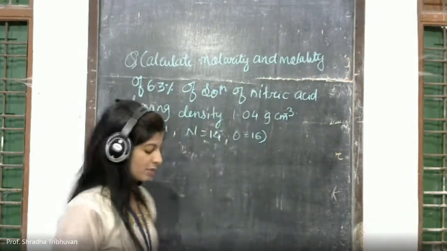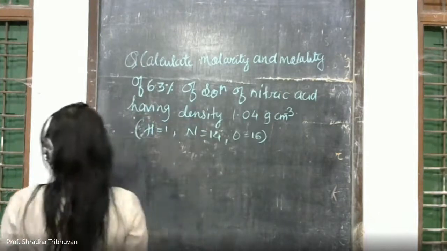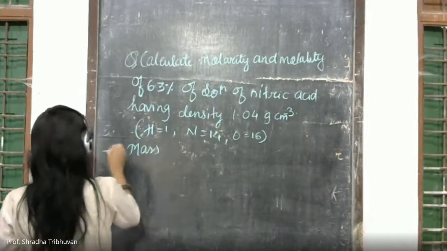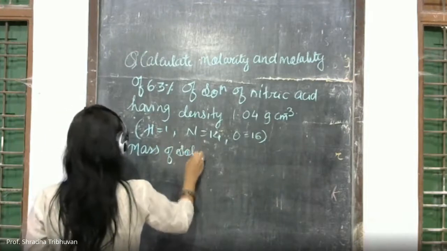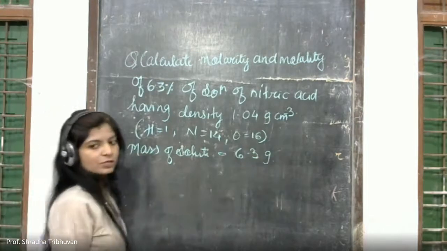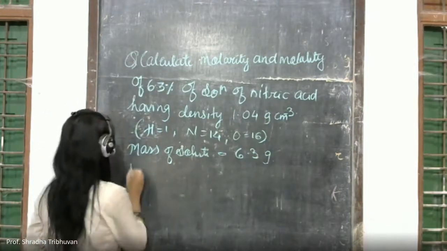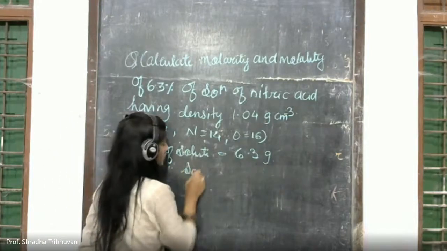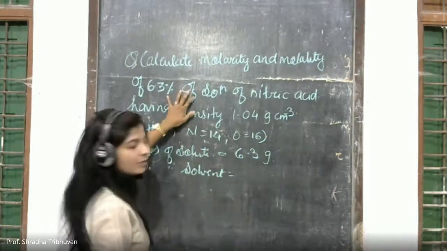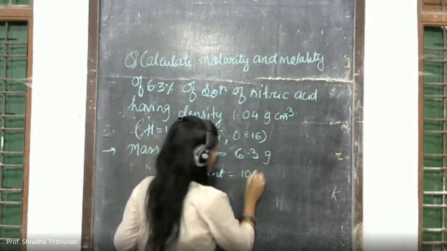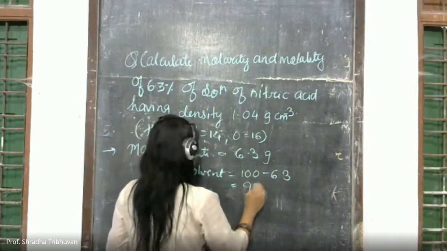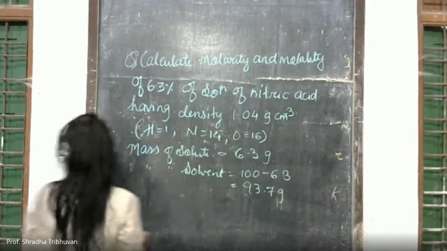Now 6.3%. Now see, mass of solute is given to you. Because mass of solute is 6.3 gram. If 6.3 gram of solute is present, how much solvent will be present? So mass of solvent, since it is 100%, because we are being provided in percentage, so it is in 100%. So 100 minus 6.3. So here the answer comes out to be 93.7 grams. So this is mass of the solvent.